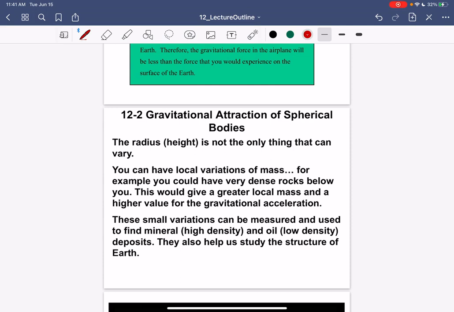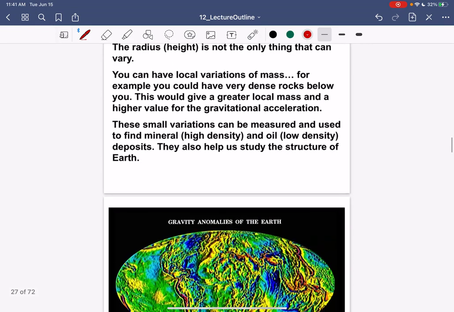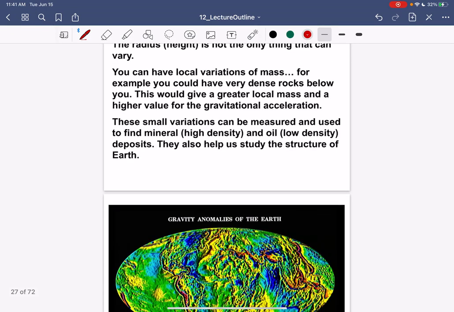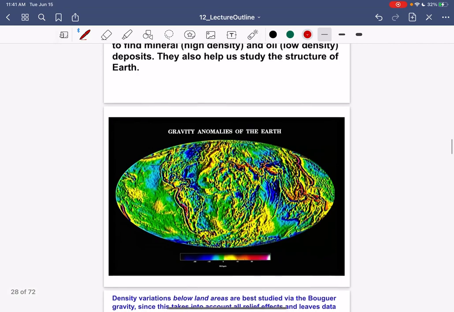Now, the radius or the height is not the only thing that can vary. Sometimes we have variations of mass. For example, you could have very dense rocks below you. This would give a greater local mass because gravity also depends on the density of the mass. Like the mass is going to be a factor. These small variations can be measured and used to find mineral, high density, and oil, low density deposits inside the Earth.